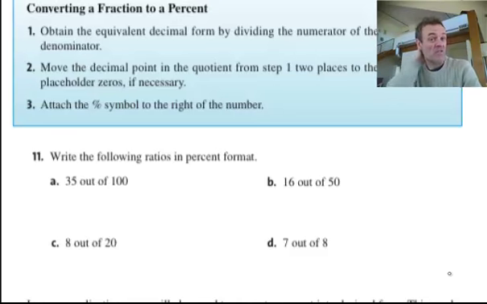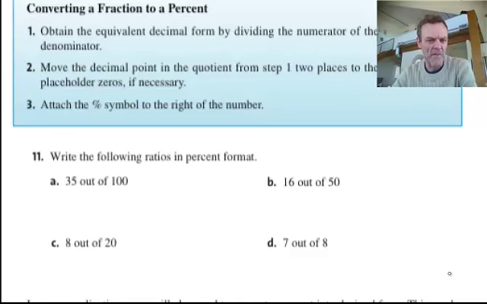Okay, so converting a fraction to a percent or a decimal. The idea behind this is really, if you convert a fraction in your calculator, it's going to go to the decimal first, and then remember, just move the decimal point 2 places to the right, and that should get you to the percentage.